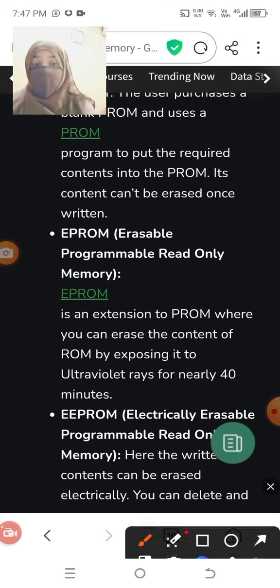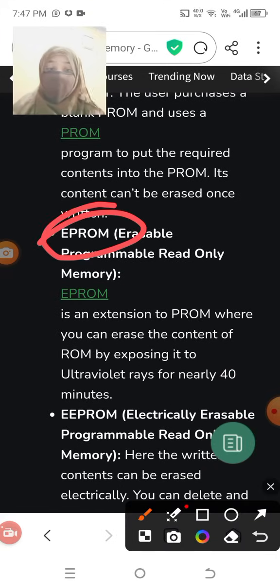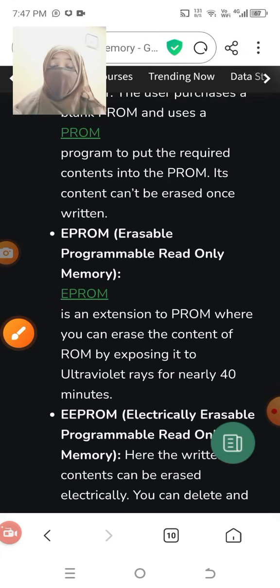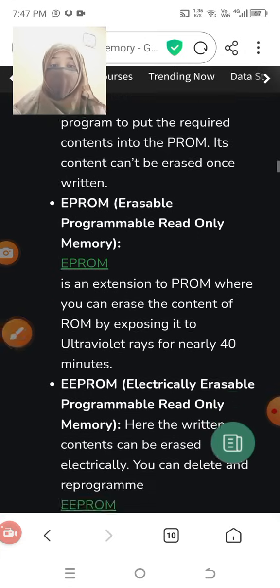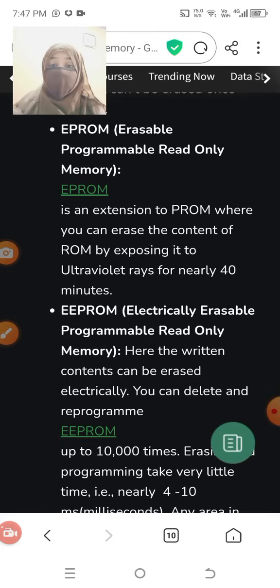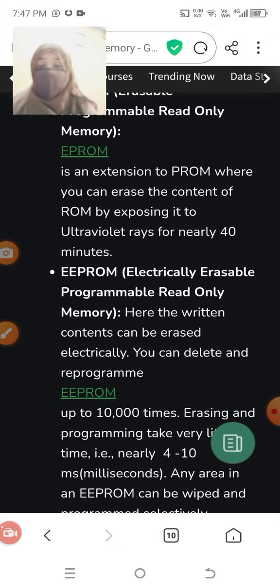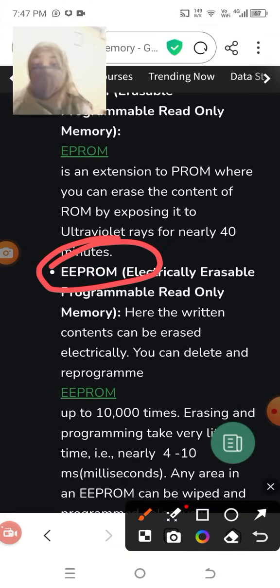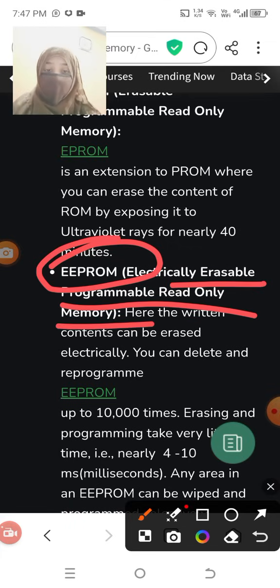Here is the next one, that is EPROM. It stands for Erasable Programmable Read-Only Memory. EPROM is an extension to PROM where you can erase the content of ROM by exposing it to ultraviolet rays for nearly 40 minutes. Here is the third type, which is EEPROM, Electrically Erasable Programmable Read-Only Memory.